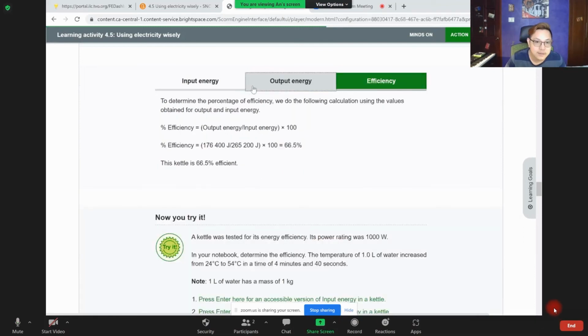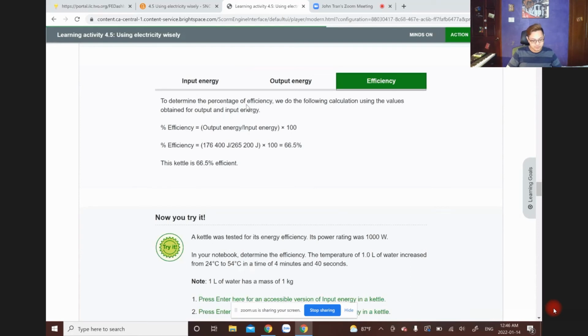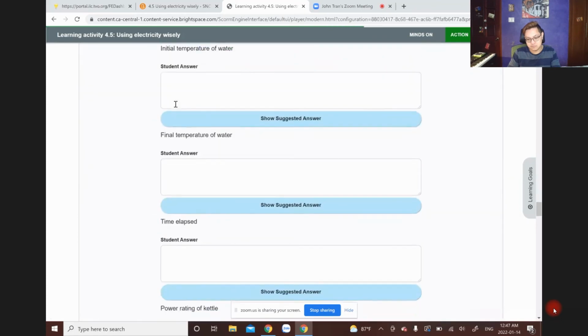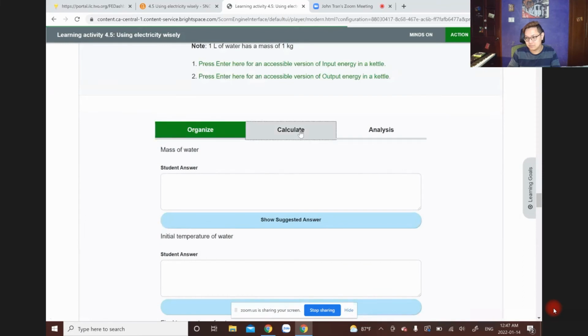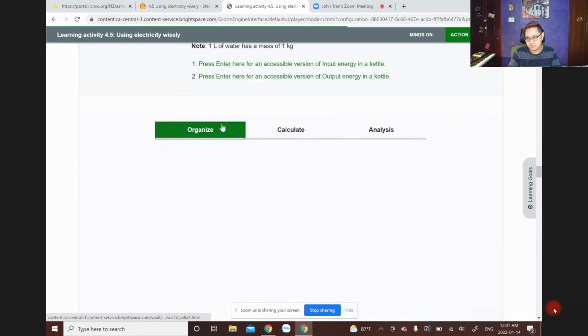Do the following calculation. Efficiency using here. Mass of water. Calculate.